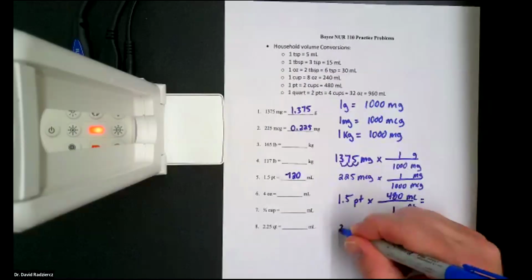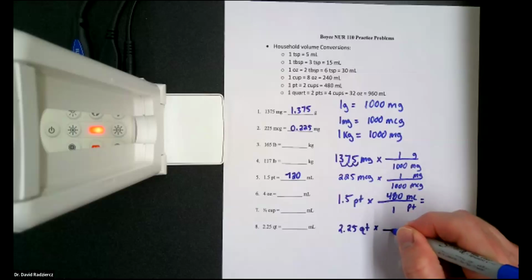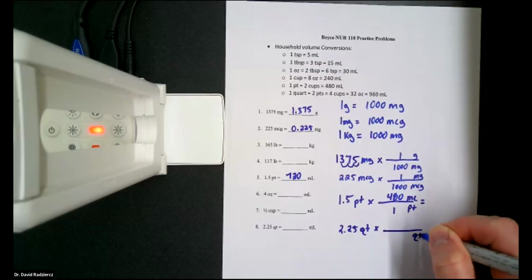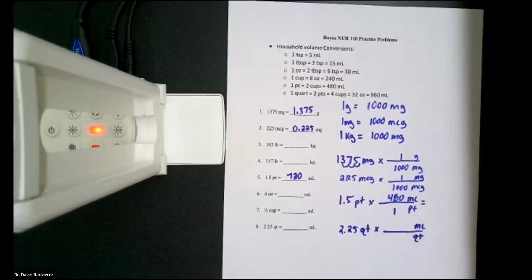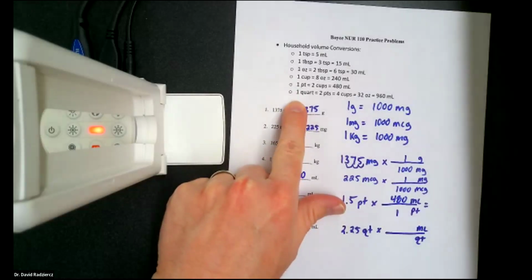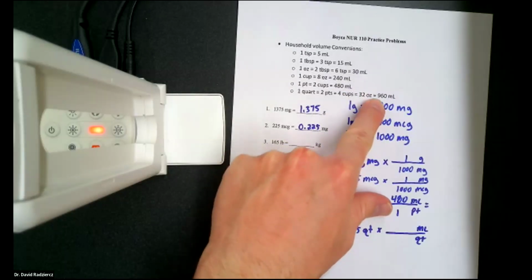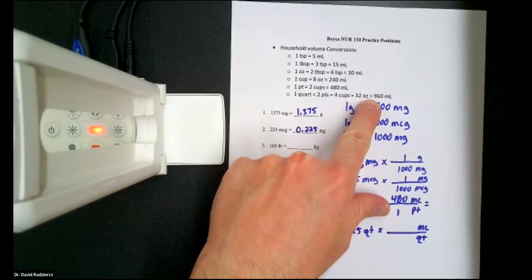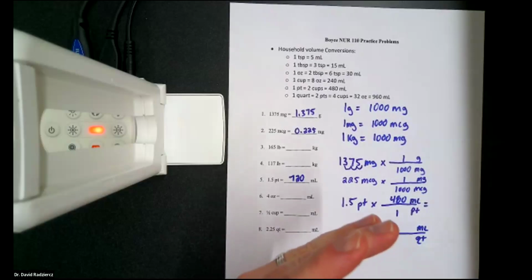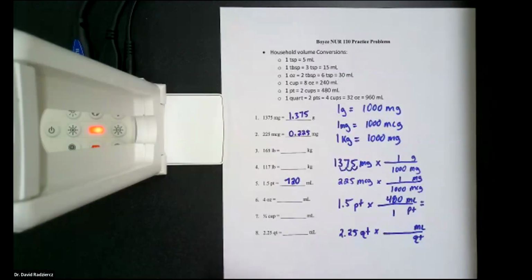All right, so this is 2.25 quarts. And we're going to convert quarts to milliliters. So I have this written out. 1 quart is 2 pints, which is 4 cups, which is 32 ounces. And I also have the 960 ml written out there. One of the things that I find helpful is writing out your conversions and making sure they're all listed on your paper. Just like when you sit down to practice this stuff, write those out. That way it's something you're memorizing and learning.